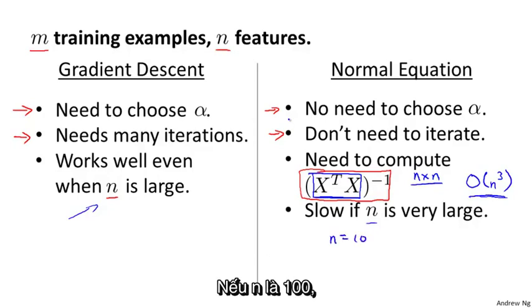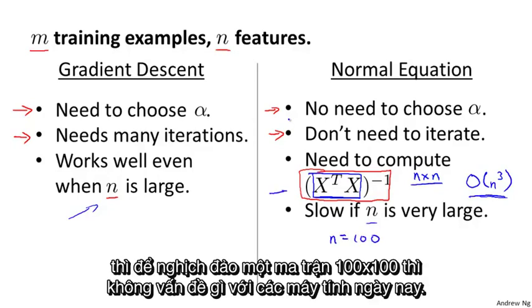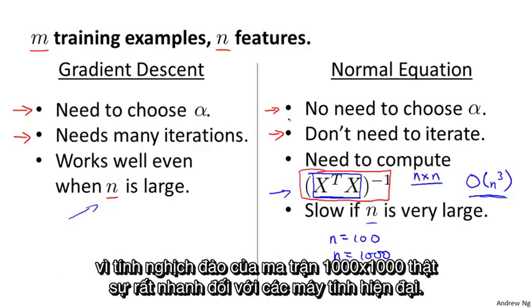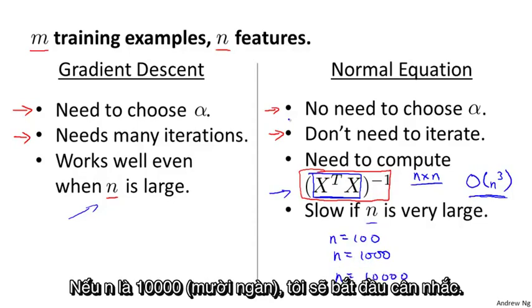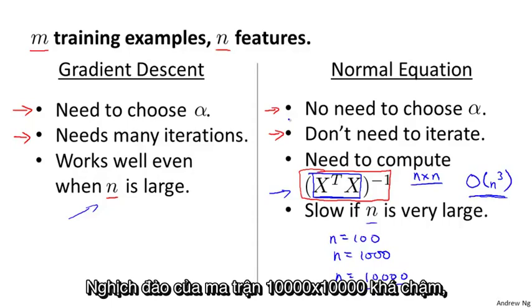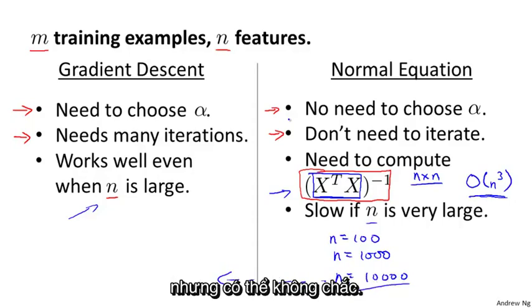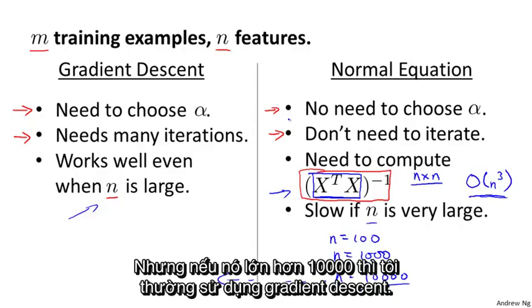Well, if n is on the order of 100, then inverting a 100 by 100 matrix is no problem by modern computing standards. If n is 1000, I would still use the normal equation method. Inverting a 1000 by 1000 matrix is actually really fast on a modern computer. If n is 10,000, then I might start to wonder. Inverting a 10,000 by 10,000 matrix starts to get kind of slow, and I might then start to lean in the direction of gradient descent, but maybe not quite. With n equal to 10,000, you can sort of invert a 10,000 by 10,000 matrix. But if it gets much bigger than that, then I would probably use gradient descent.